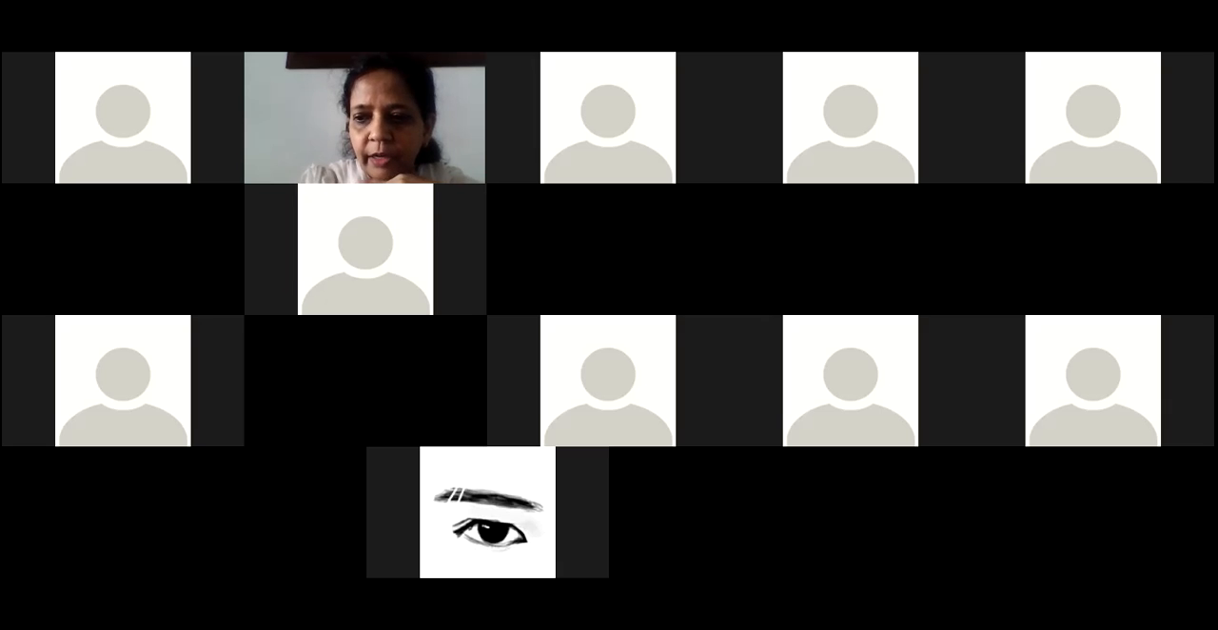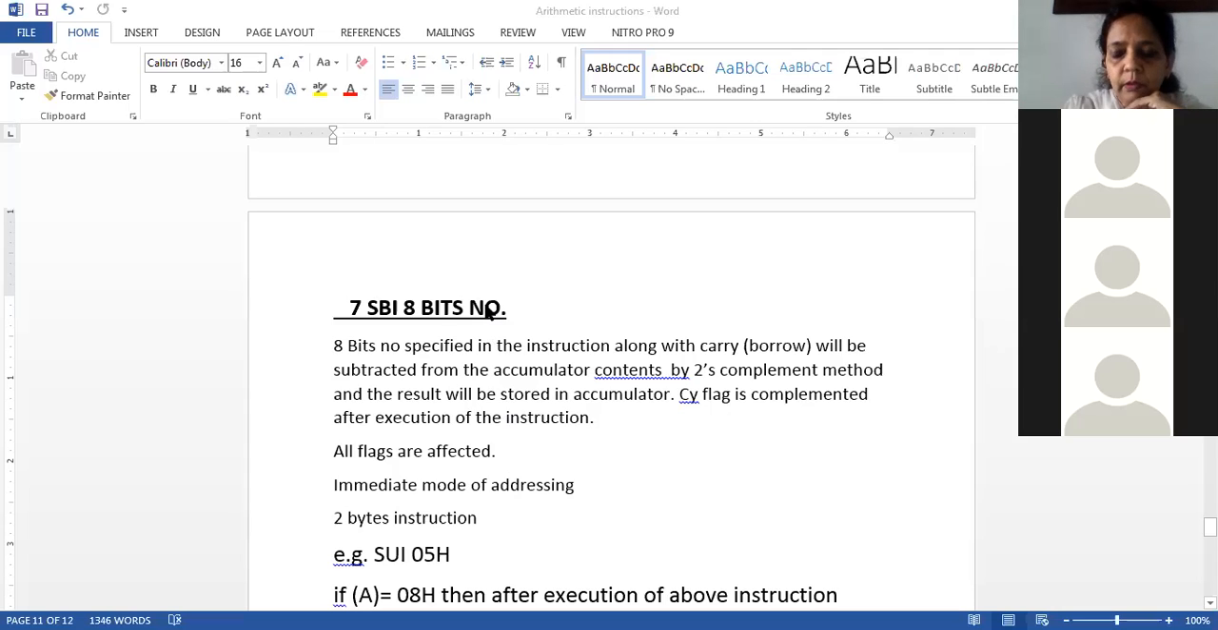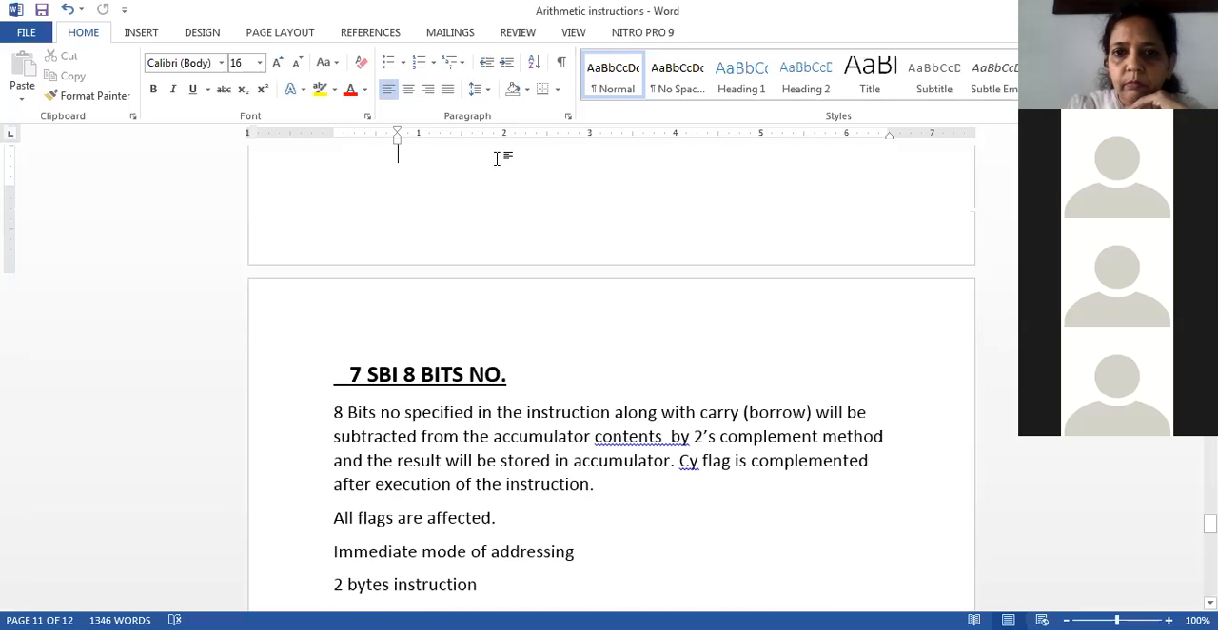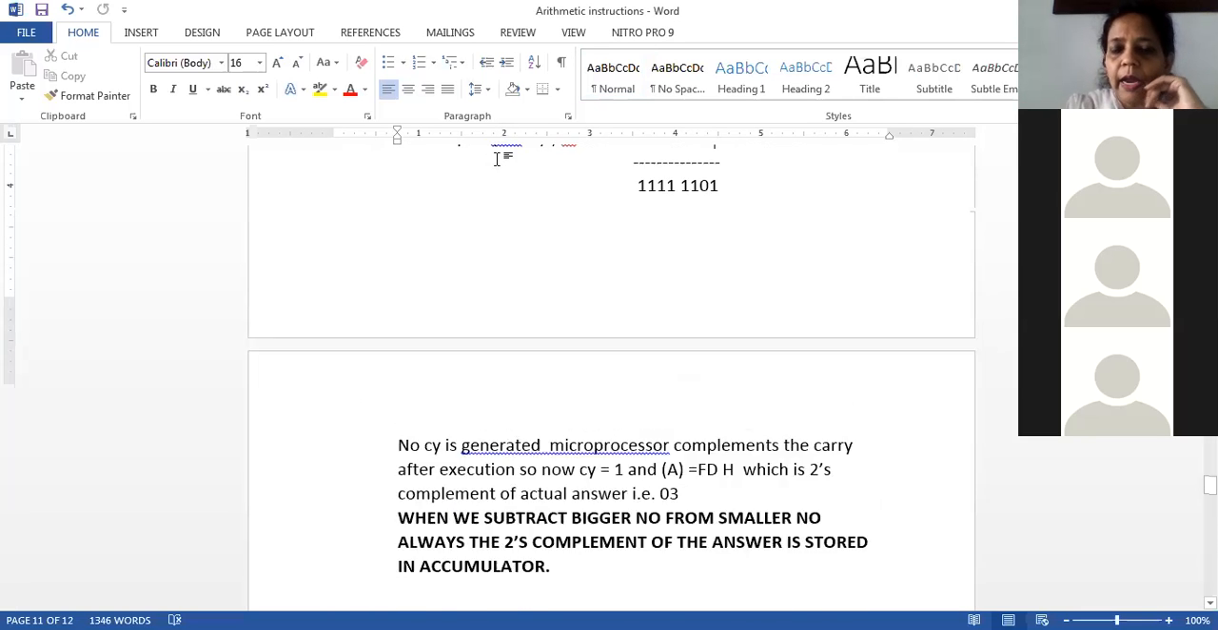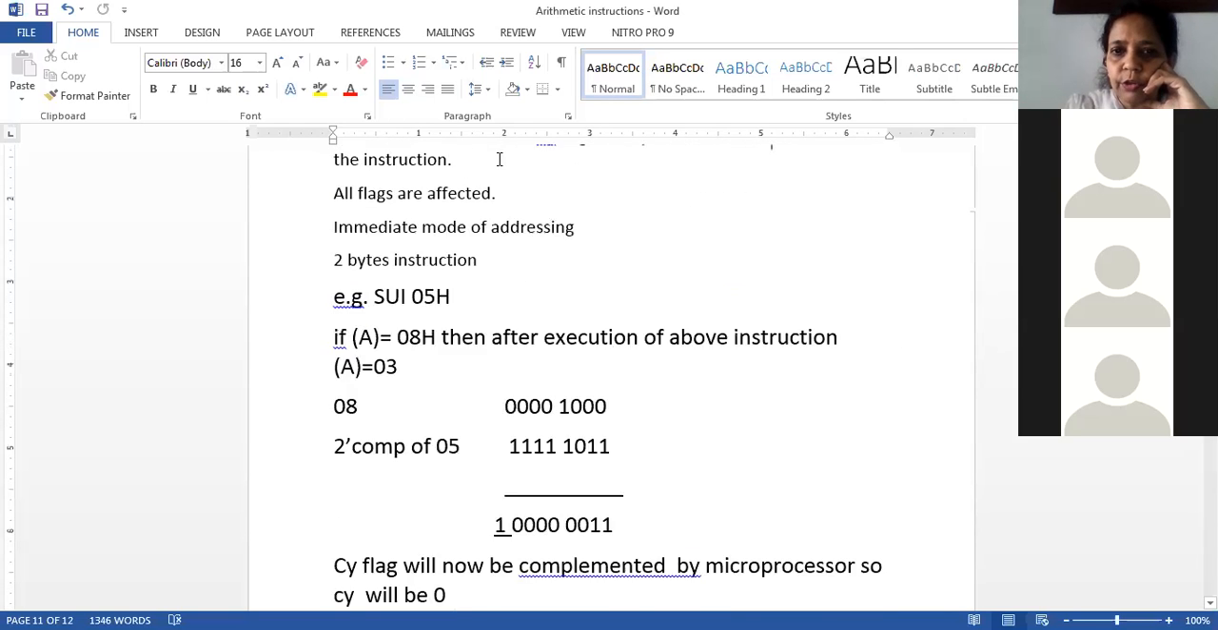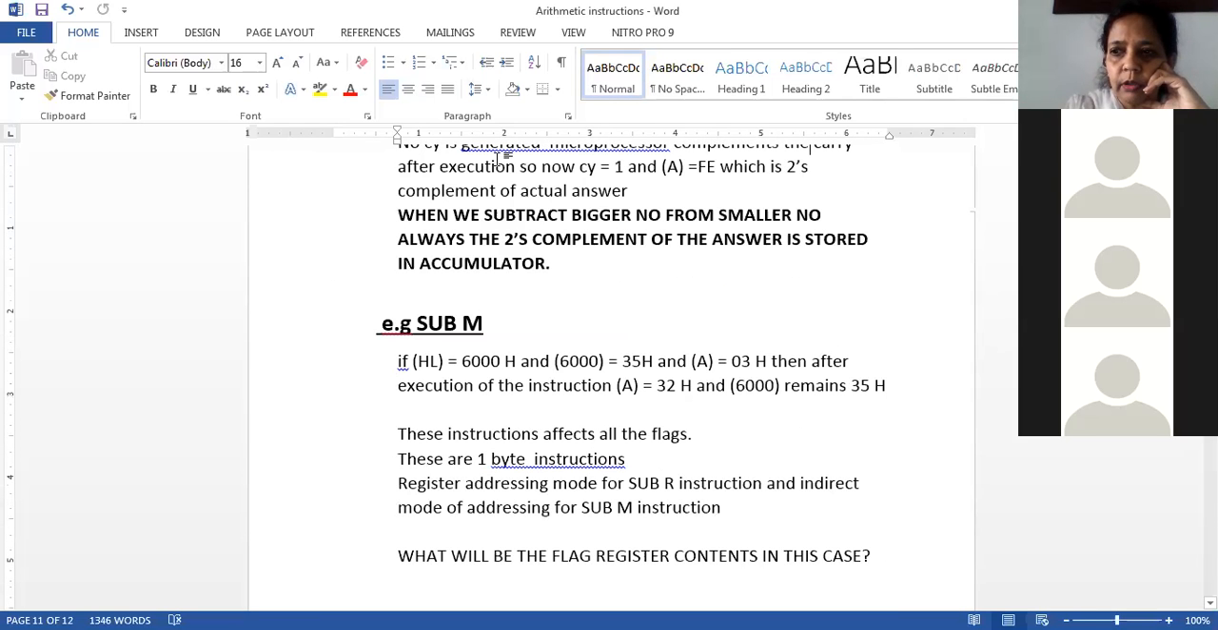So last time we had seen which instructions were there in arithmetic operations. Add instruction, right? What was the add instruction about?